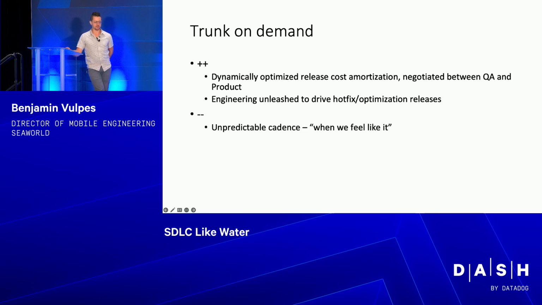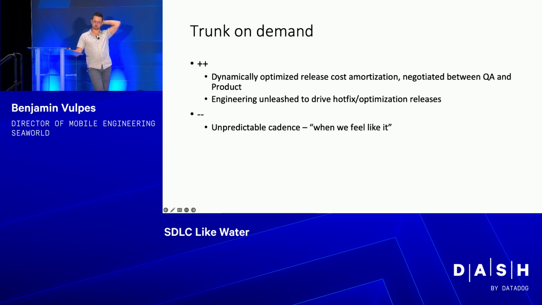But some downsides. The unpredictable cadence of when we feel like it, driven by product, engineering, and QA altogether negotiating that. Predictability is good for business processes. Unpredictability is bad for business processes, especially when it's a painful thing. I don't remember who said this to me, but a mentor once said, find the painful thing to do in your processes and do it again, and figure out how to make it not painful.